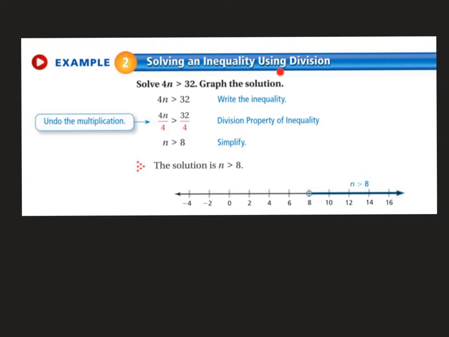Now we're going to do basically the same thing with division. So we have 4n, 4 times n is greater than 32. We're going to graph the solution. First, we write the inequality, and we divide both sides by 4 to undo this multiplication. These two 4's cancel out, so we're left with n. 32 divided by 4 is 8, so n is greater than 8. So we come down here and put our circle over the 8, and it's not a closed-in circle because we're not including 8. It's just greater than 8. And we go to the greater than side, which is this way. And that's how you graph that.